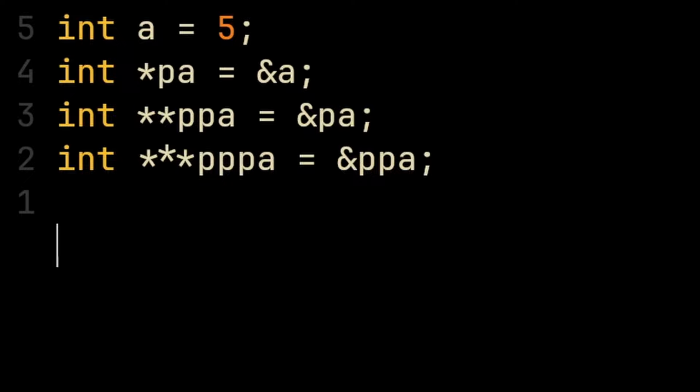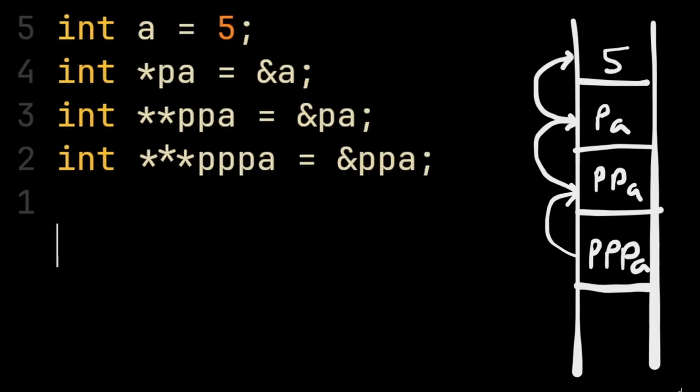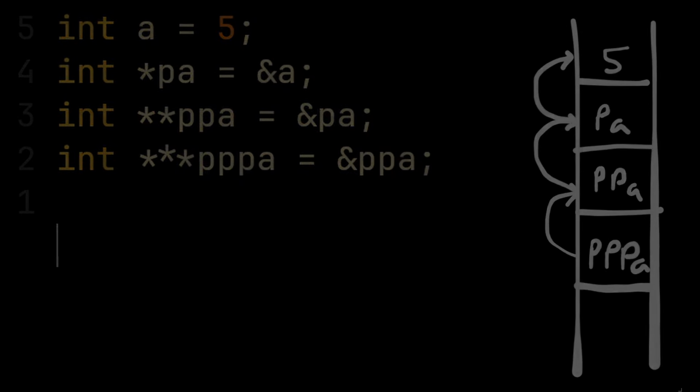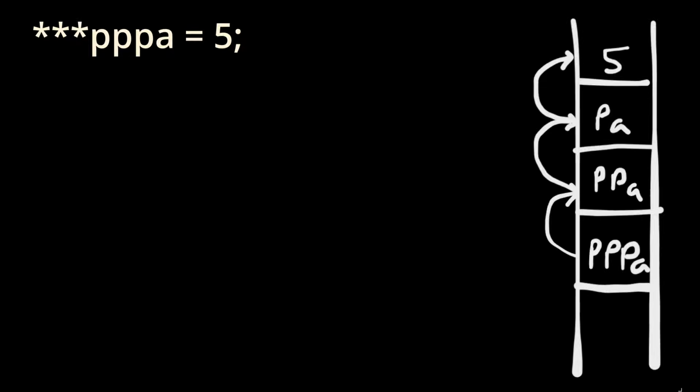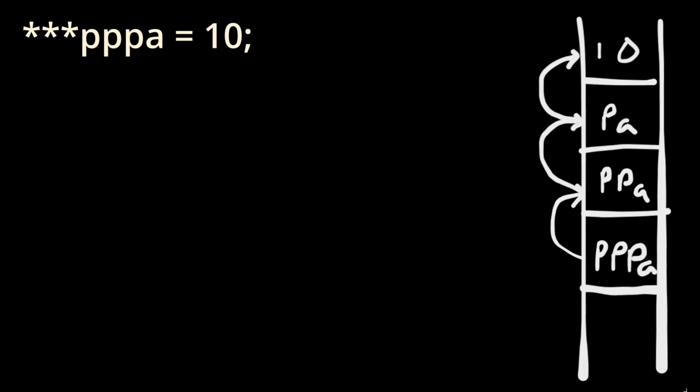So here we have a pointer that points to a pointer that points to a pointer. You can imagine the diagram, it'll be literally the same. And if you were to change the value at any of these pointers, it would change the value at 5. If you say pointer, pointer, pointer, PPPA is equal to 10, A will become 10.